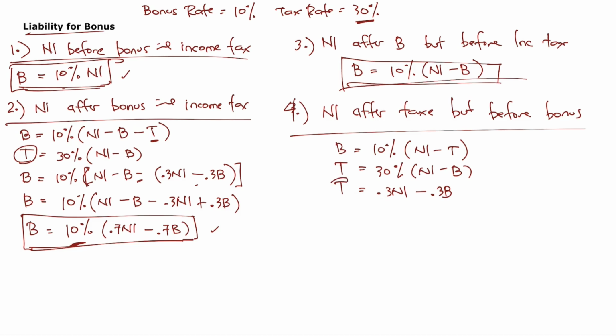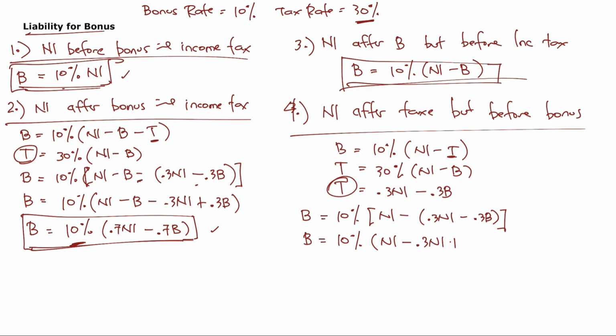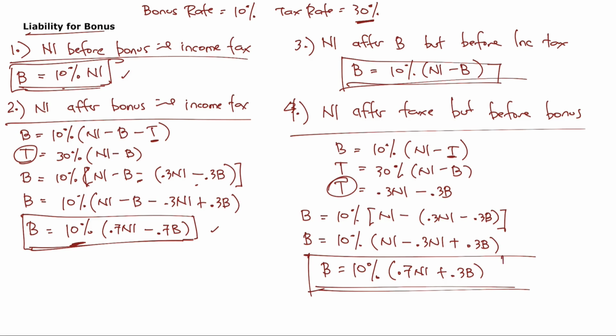So, substitute mo yung value ng T dito sa unang equation. So, ang lalabas dyan, B will be equal to 10% of net income minus 0.3 net income, then minus 0.3 B. Ilabas ulit natin sa parenthesis. So, B will be equal to 10% of net income minus 0.3 net income, and then negative times negative will be positive 0.3 B. Okay? Pagsamahin natin yung magkamukha. So, B will be equal to 10% now of 0.7 net income plus 0.3 B. Kasi wala namang kamukha si 0.3 B eh. Ibig sabihin, here on our fourth scenario, bonus will now be equal to 10% of 0.7 net income plus 0.3 B. So, sir, lagi ba yan?